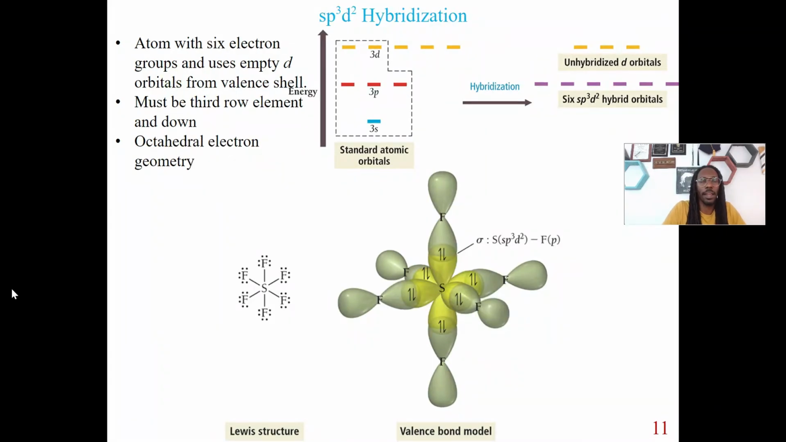And then lastly, we've got the hybridization that takes 6: 1 from our s, 3 from our p, 2 from our d. In this case, it has to be third row and down because we're using these d orbitals now. It's going to look octahedral. So we're going to have 6 of our hybrid orbitals, and then we've got our 3 unhybridized d orbitals left over. And then we've got our valence bond model looking like this here, very similar to our octahedral electron geometry.